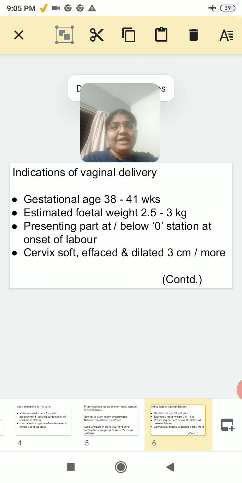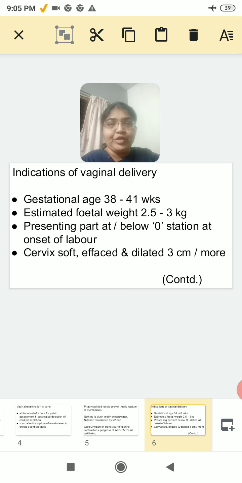Indications of vaginal delivery. What we discussed just now, when we have to go for the vaginal delivery and when we have to plan cesarean section. So first we see indications of vaginal delivery. Gestational age 38 to 41 weeks, that means full term. Estimated fetal weight 2.5 to 3 kilogram, that means satisfactory fetal growth.